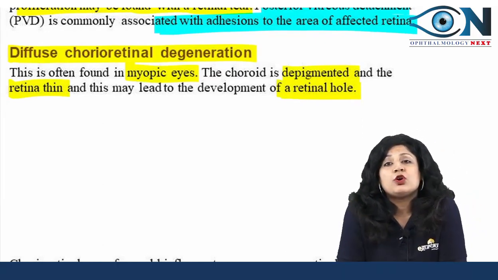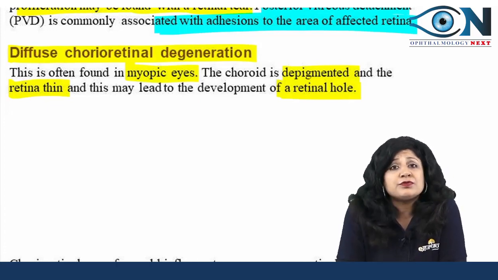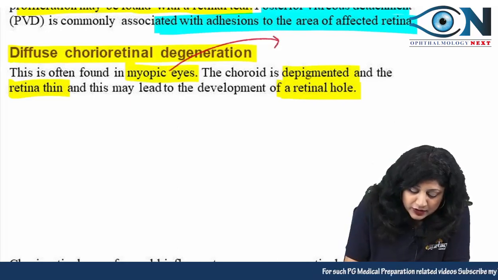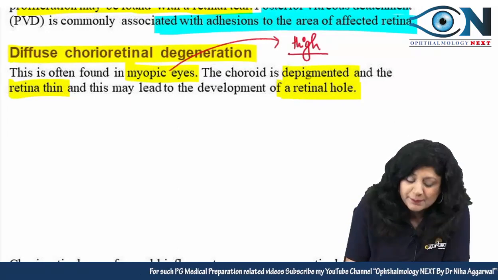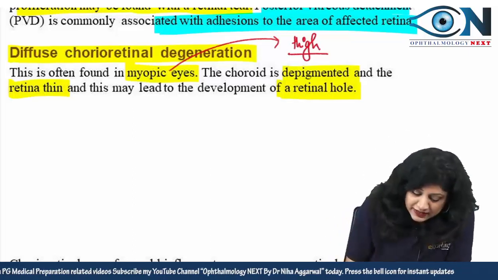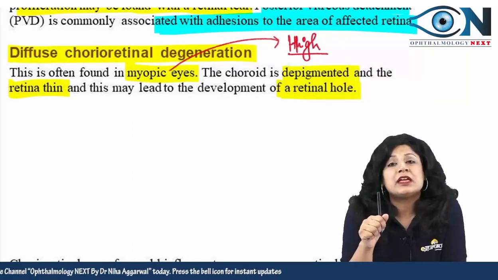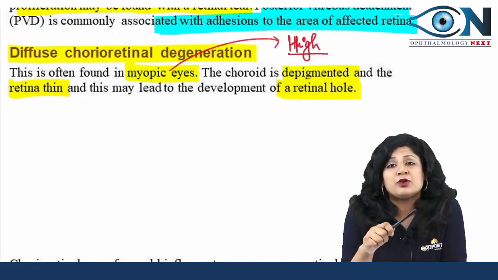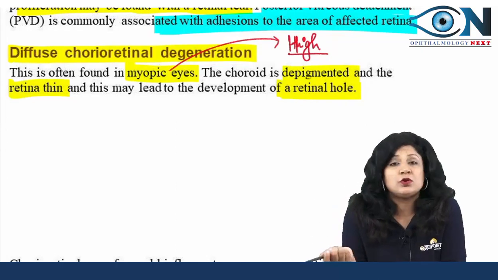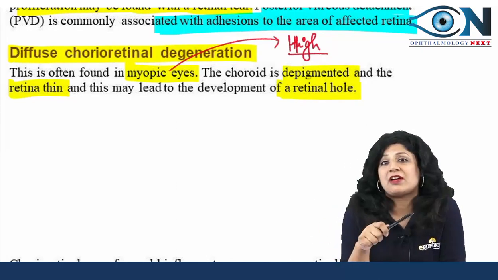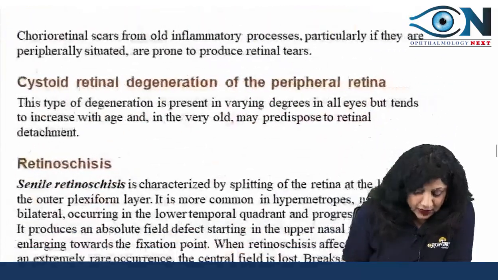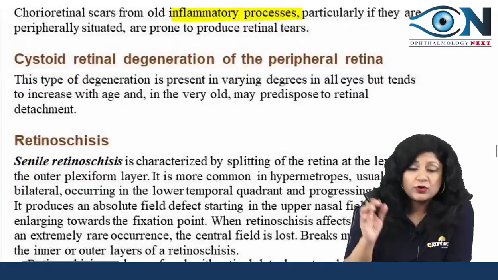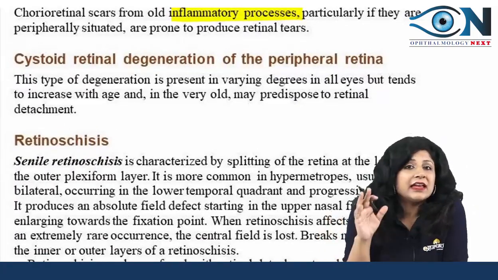Now if you remember your risk factors of RRD, one of the important factors is your high myopia. So particularly here I am talking about the high myopia, which is actually a pathological kind of myopia, also called the degenerative myopia. Second important thing is that when you see the complications of high myopia, an important complication is a retinal detachment. When you look at the risk factors of retinal detachment, we have high myopia. So both are interrelated. Chorioretinal scars could be there from the inflammatory process, particularly if they are peripherally situated, and they can lead to retinal hole.